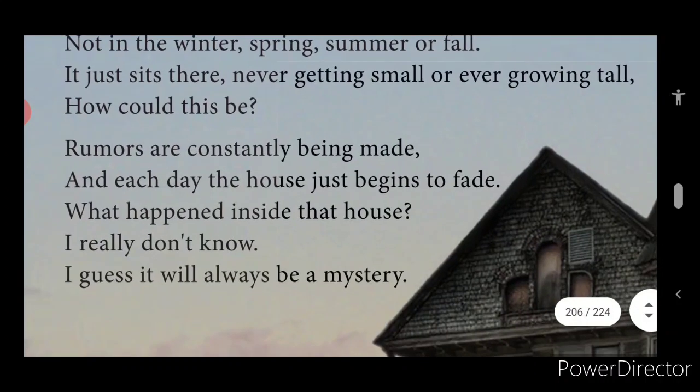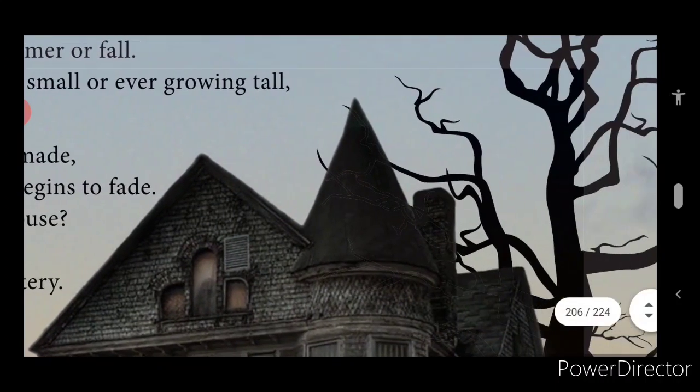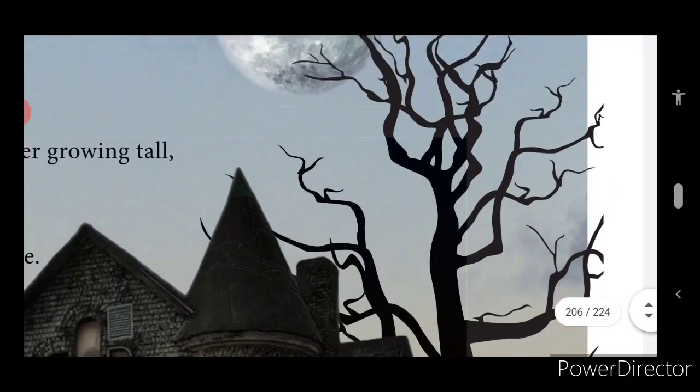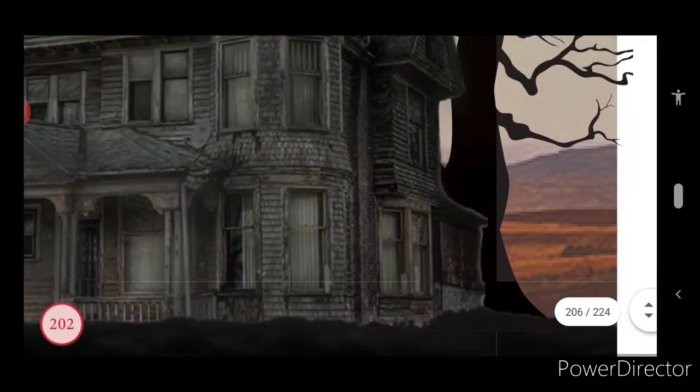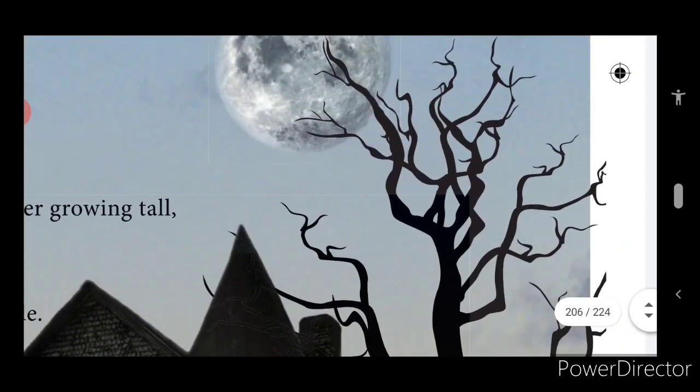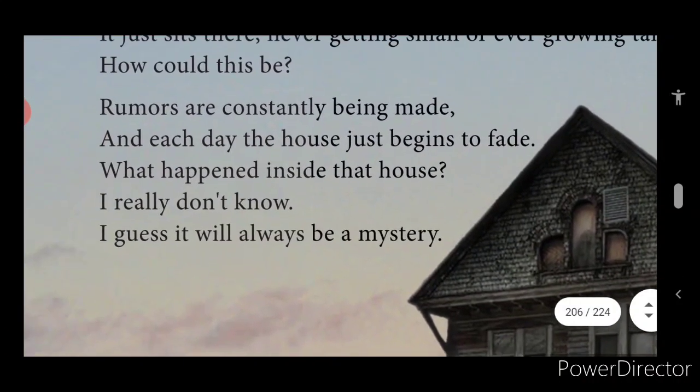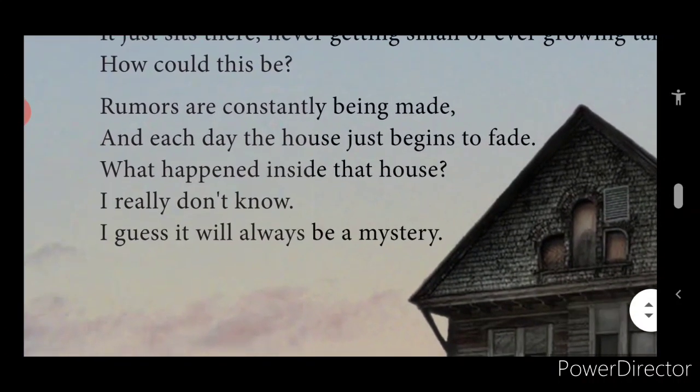Where there is a tree, obviously it should grow, isn't it? But how could a tree be just like that for years together, with no leaf? The stem and branches are there, but this much only. It is not growing further. Now the poet is surprised. How is this possible? How could this be?